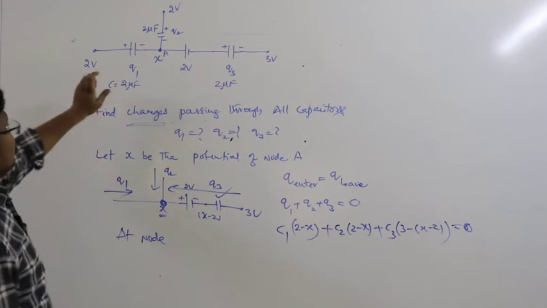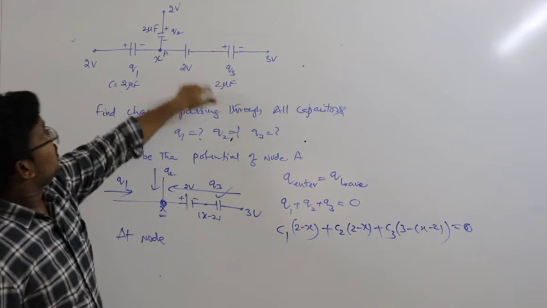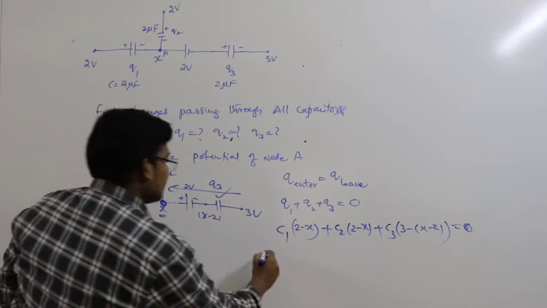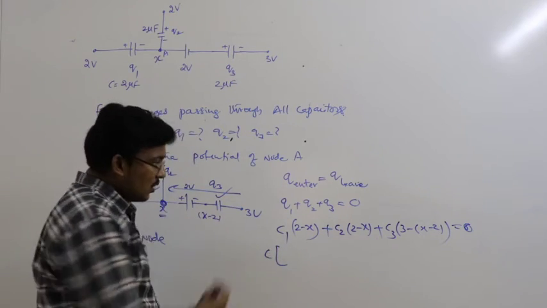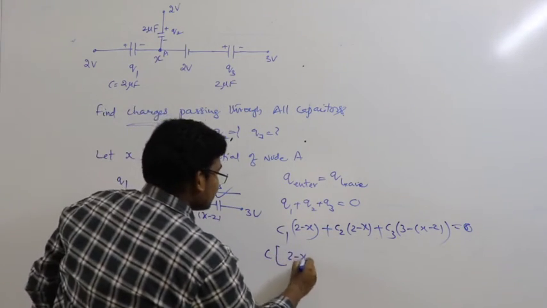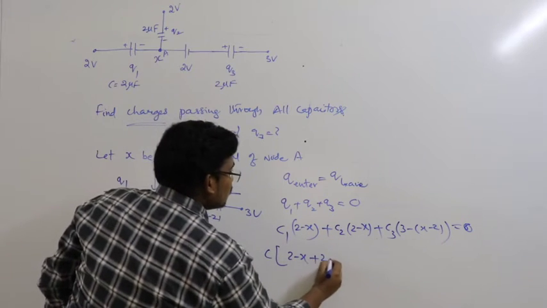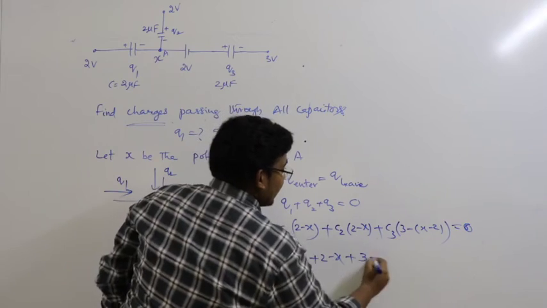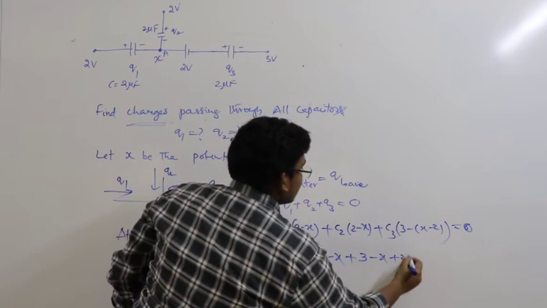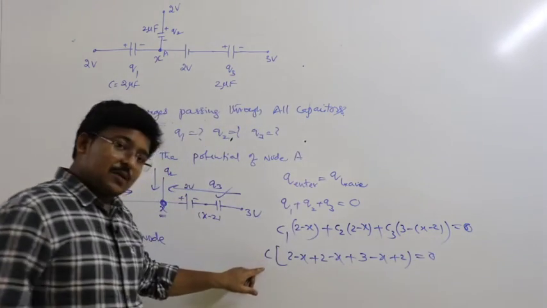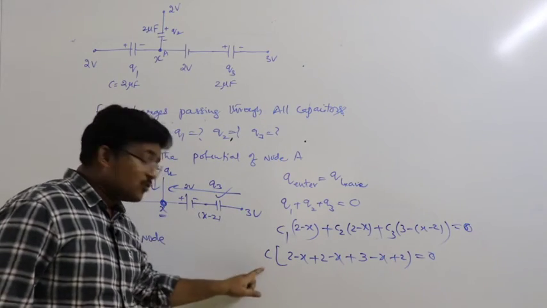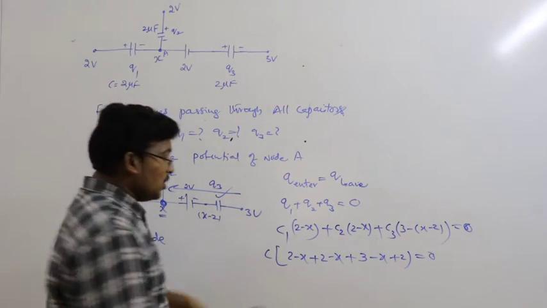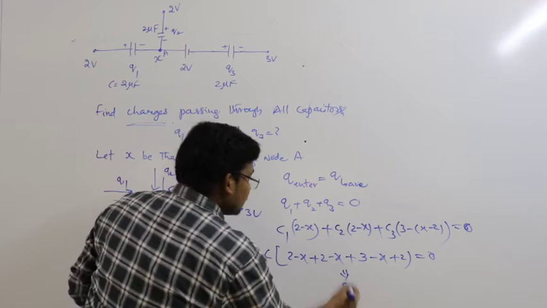They said that C1 is 2 micro, C2 is 2 micro, this is 2 micro. So take C out, all are the same. So that 2 minus x plus 2 minus x plus 3 minus x minus 2 will be 0. So either this can be 0 or this can be 0. But C has some value, it cannot be 0. So this thing must be 0.